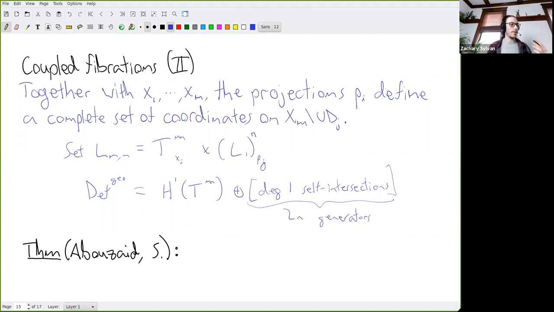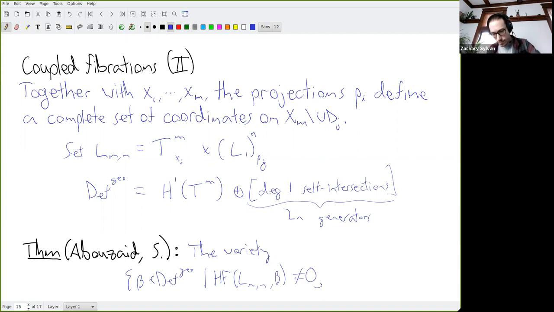But nonetheless, a theorem is that the variety of non-zero objects, beta in def geo, where HF of L, M, N with that deformation is non-zero, is isomorphic to X, N, M. So in other words, the non-zero branes that we define on LM when we restrict to this space is the same as the mirror.